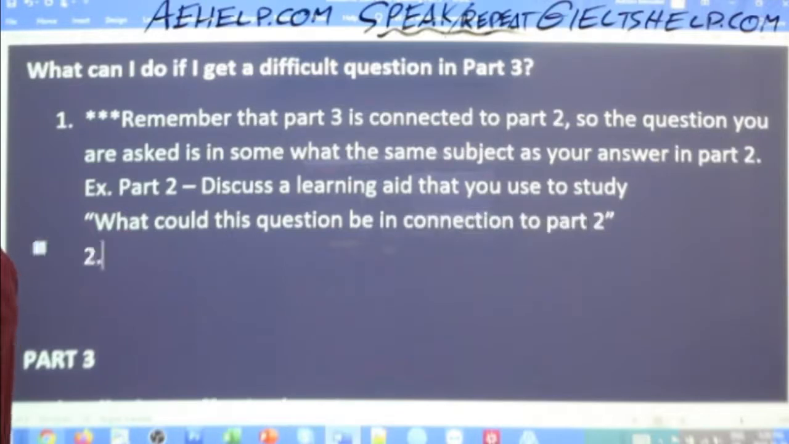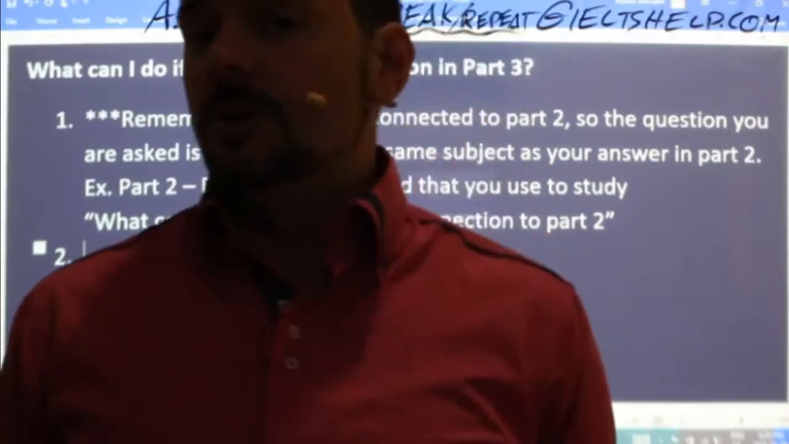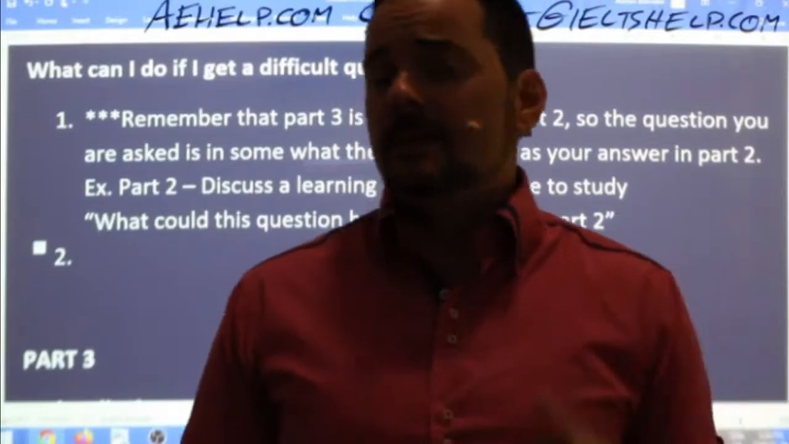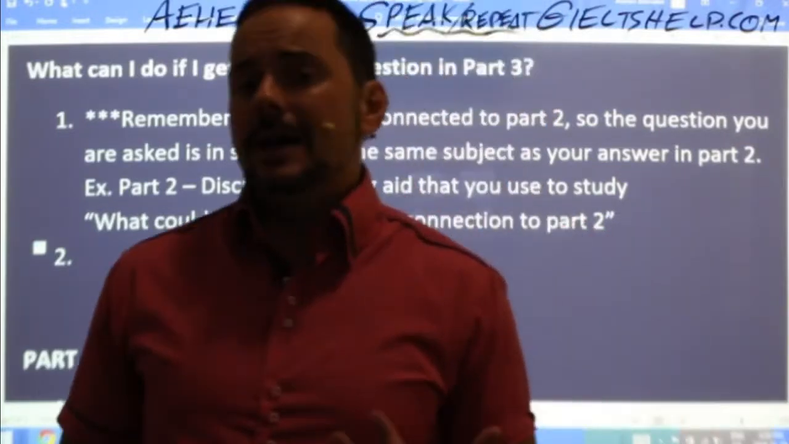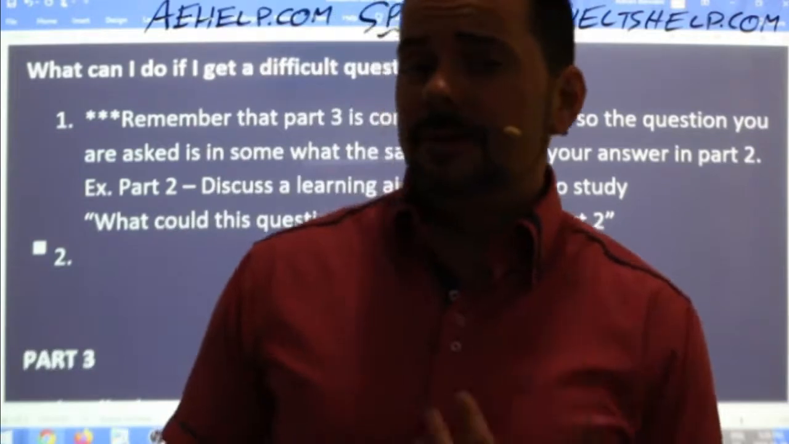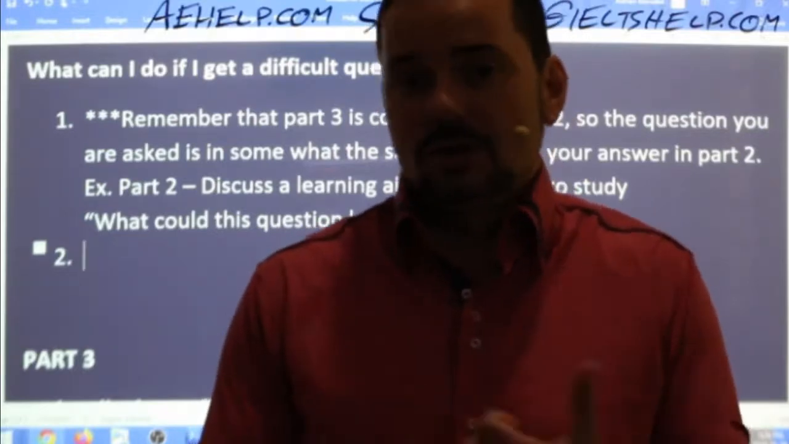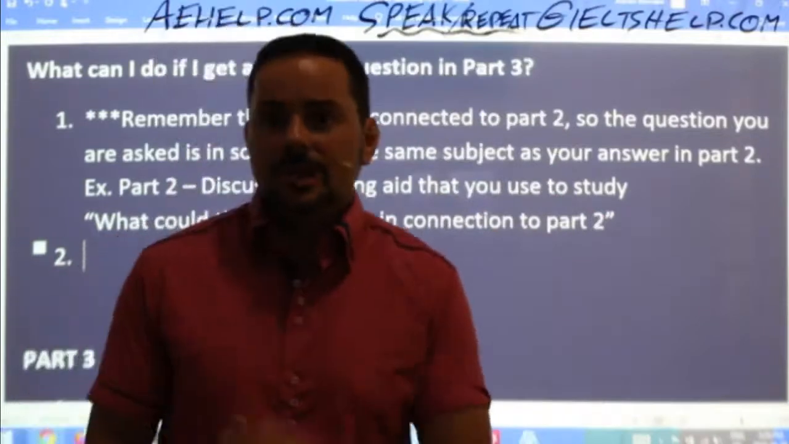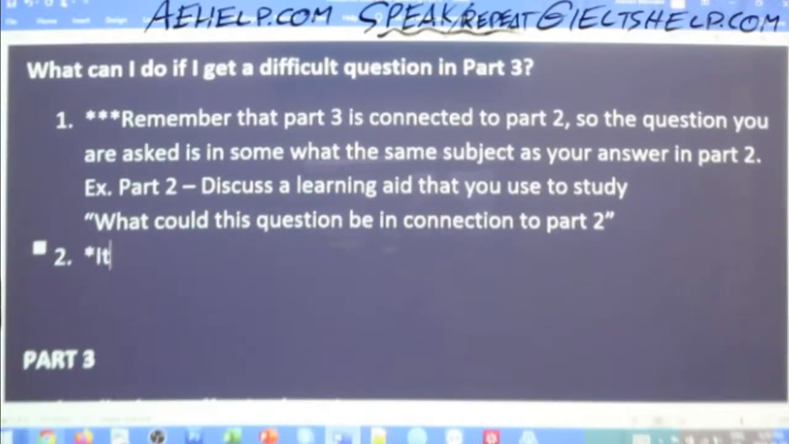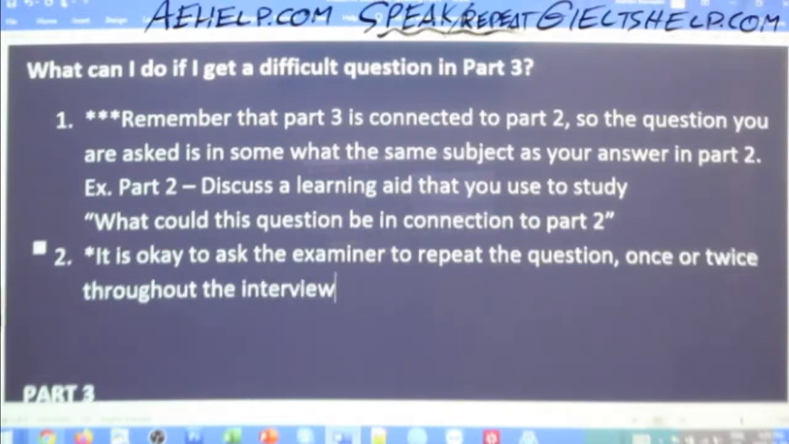Okay, second step is ask for a repeat. It's okay to do that in part 3. Examiners know that some students are nervous. Even band 9, band 8 people have test anxiety. So if you ask for a question to be repeated, it's not the end of the world. Examiners can kind of feel if a student has no idea what the question is, or is maybe not catching the question the first time because they're nervous, they're a little bit lost. So it's okay to do that. So keep this in mind. It is okay to ask the examiner to repeat the question once or twice throughout the interview.